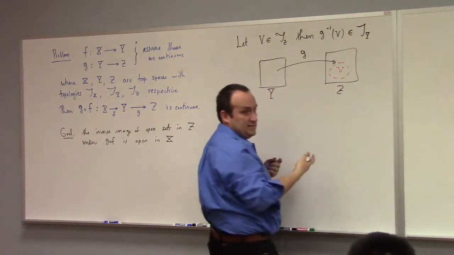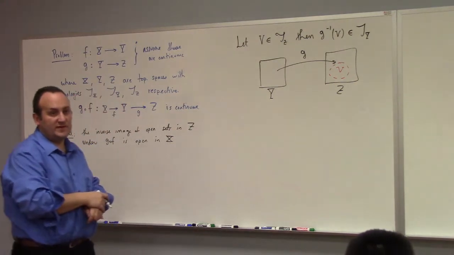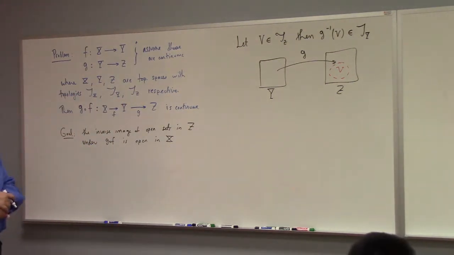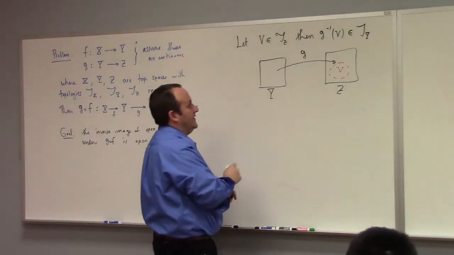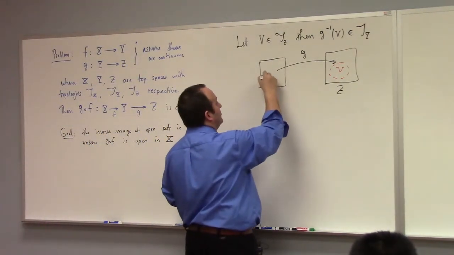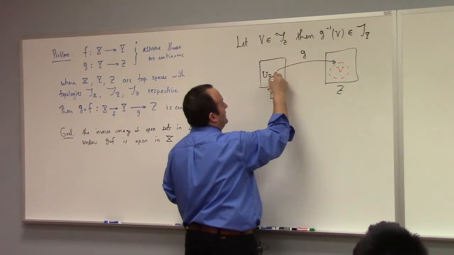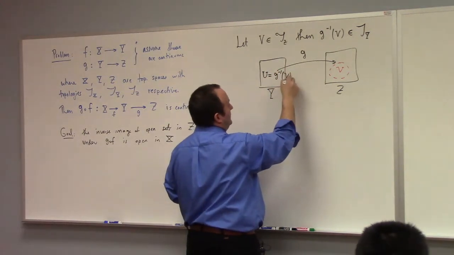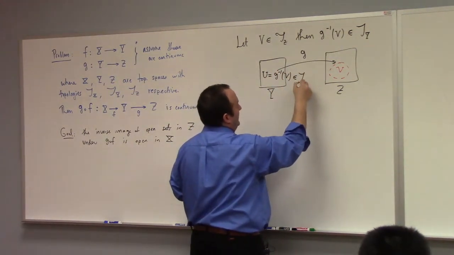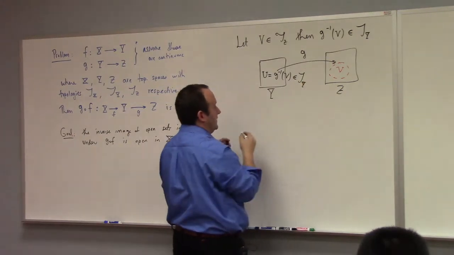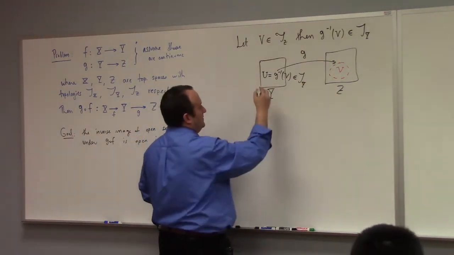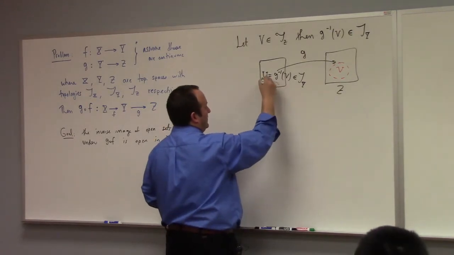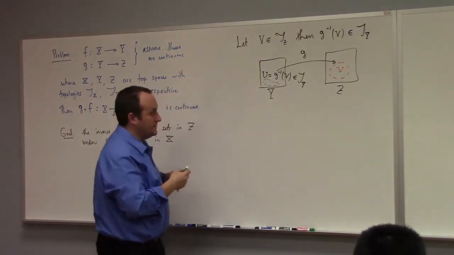The inverse image of an open set with respect to a continuous map is open again. And so I can call that thing U equal to g inverse of V, and that's an element of the topology on Y. I don't know what that thing looks like, maybe it looks like this, whatever. U.